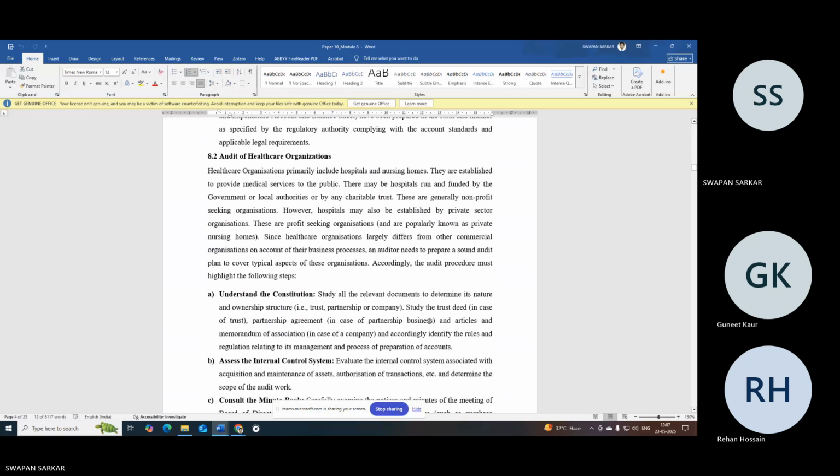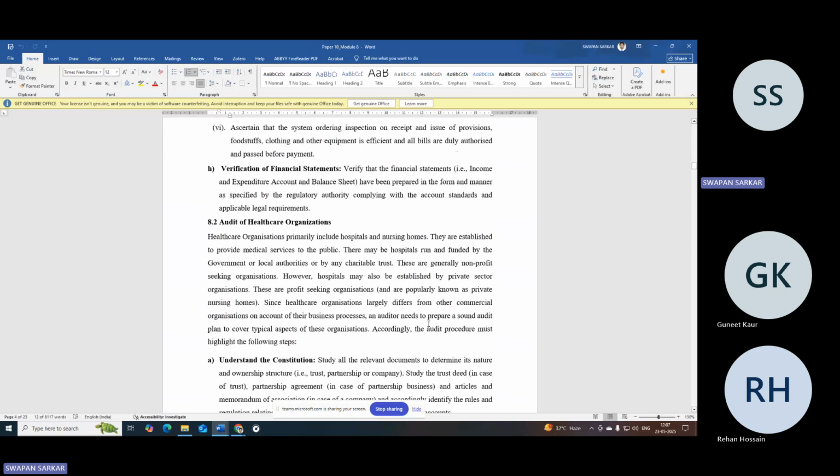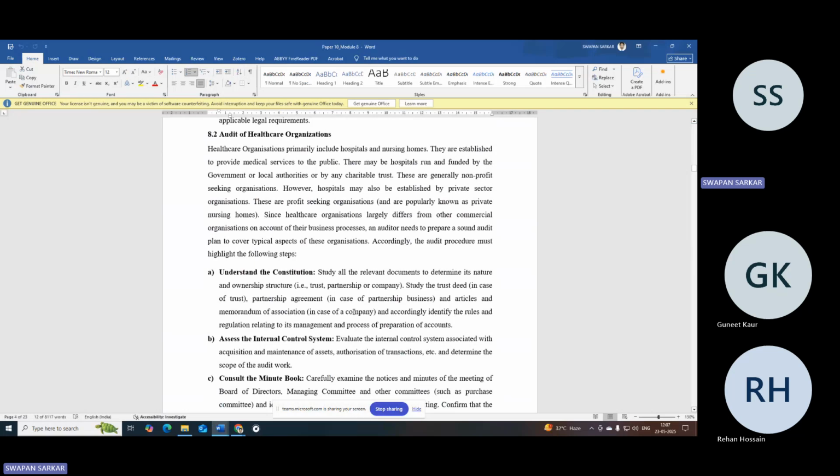Now, let us consider the audit procedure in a healthcare organization, meaning a hospital or nursing home. Here, the audit procedures that must be followed are as follows. First of all, understand the constitution. Study all relevant documents to determine the nature of the organization, whether it is a trust, partnership, or company. Study the trust deed in case of trust, partnership agreement in case of partnership business, and articles and memorandum of association in case of company.